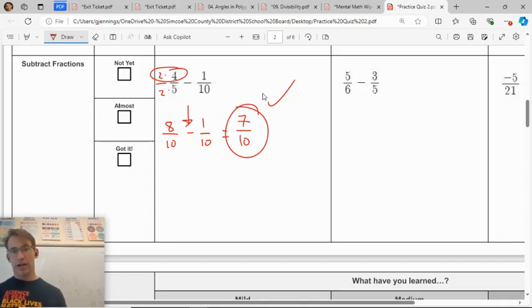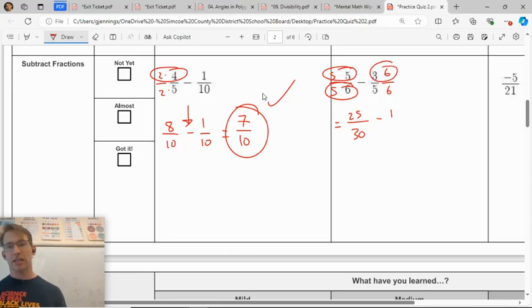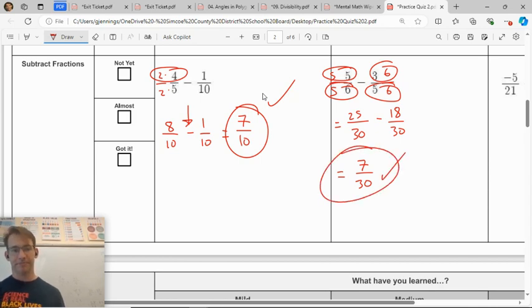Over here, well, 6 and 5 share no factors. So I got to multiply top and bottom 6 there and top and bottom 5 here. So that's going to be equal to 5 times 5, 25. 5 times 6, 30. Minus 3 times 6, 18. 5 times 6, 30. So that's going to be 7 on 30. 25 minus 18, 7. Done. Final answer.